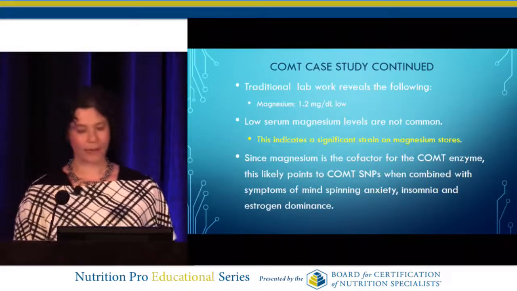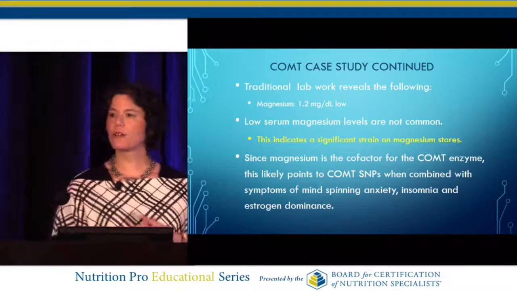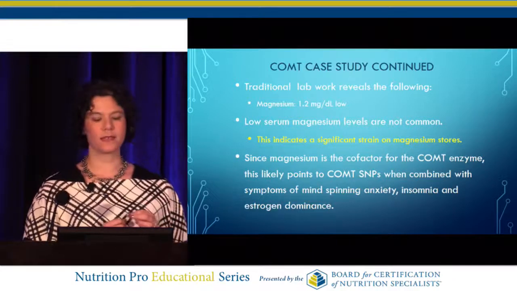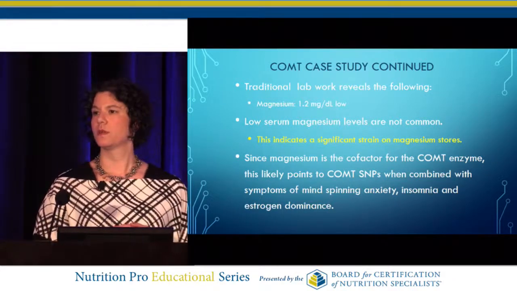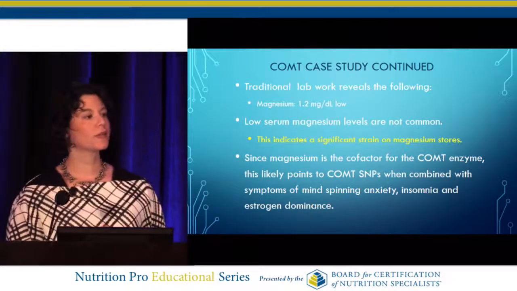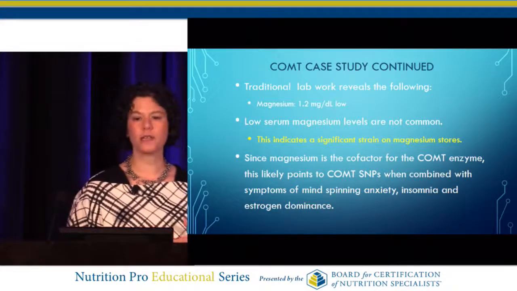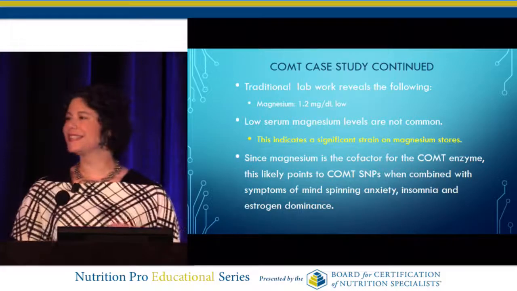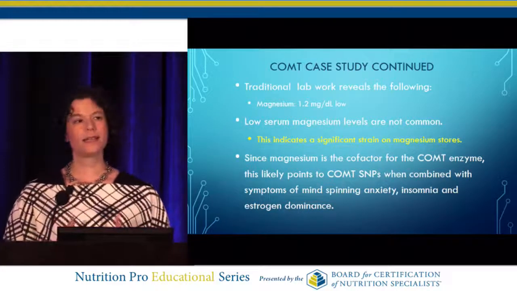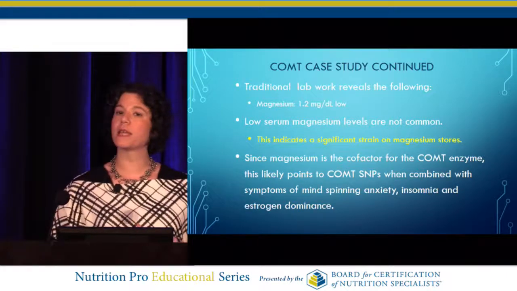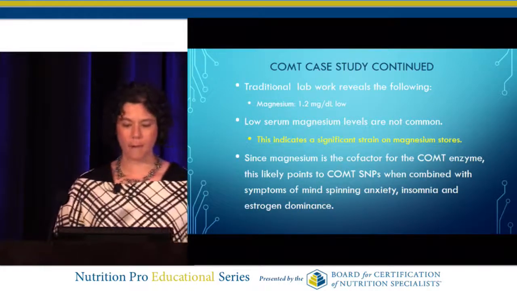So what's going on here? Well, if we take a look at the actual blood work, we see that serum magnesium is lab low at 1.2. And this is really uncommon because our levels in the blood of magnesium are very tightly controlled. So this is a significant strain on the magnesium store and really does point towards a COMT SNP, particularly when we take a look at the symptoms.